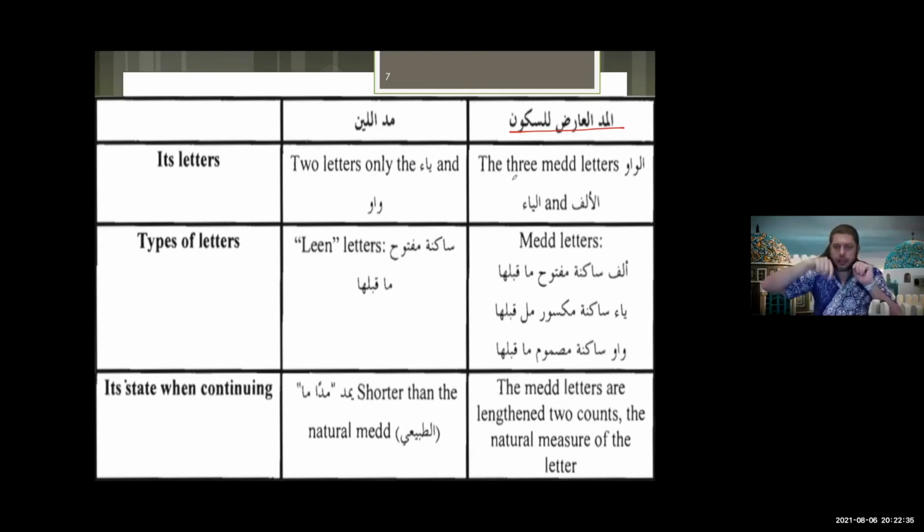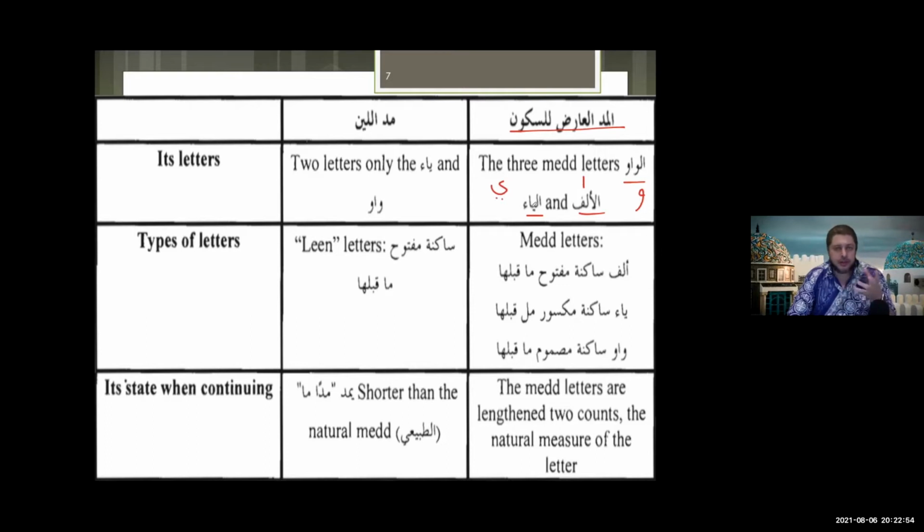Alameen, alhamdulillahi rabbil alameen. The noon has sukun, and the ya before it is the concerned med. And this med has 3 letters: alif, waw, and ya. Now this week's med, al-mad al-leen, the soft or easy med, has only 2 letters, not 3. It's just a comparison. Only ya and waw.